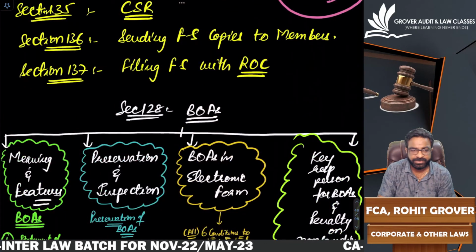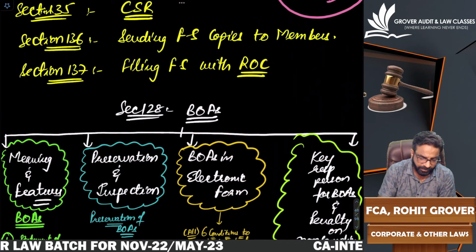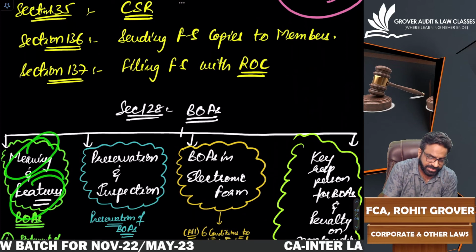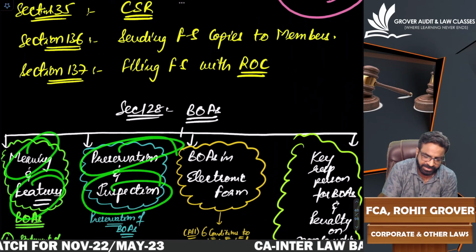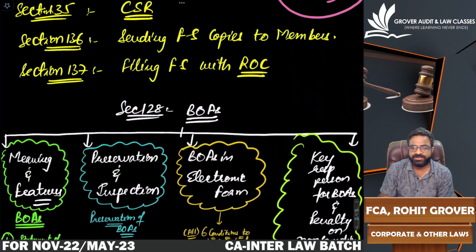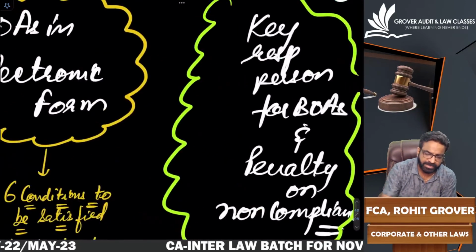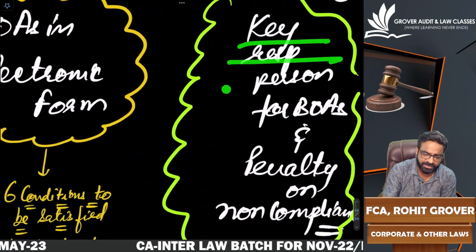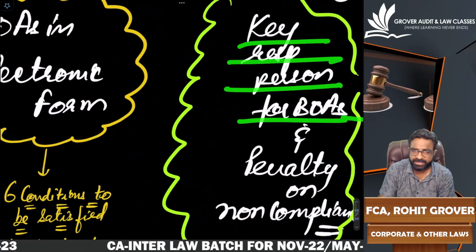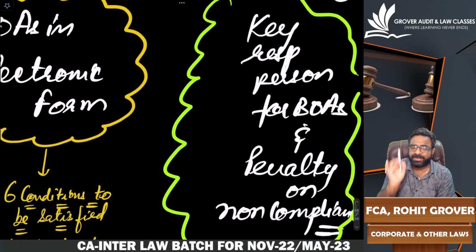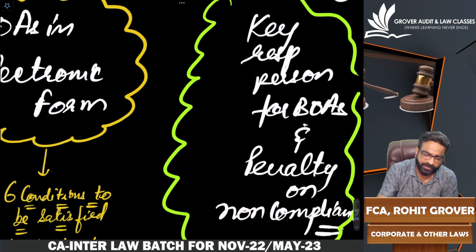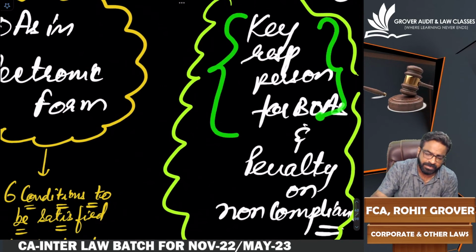Is it a huge section? Yes, sir. So we understood meaning, features, place of keeping it, preservation, inspection. Books of accounts in which form? Electronic form. Now just read this heading, Amma. Key responsible persons for books of accounts. It means who are the main persons who are responsible for preparation of books of accounts.